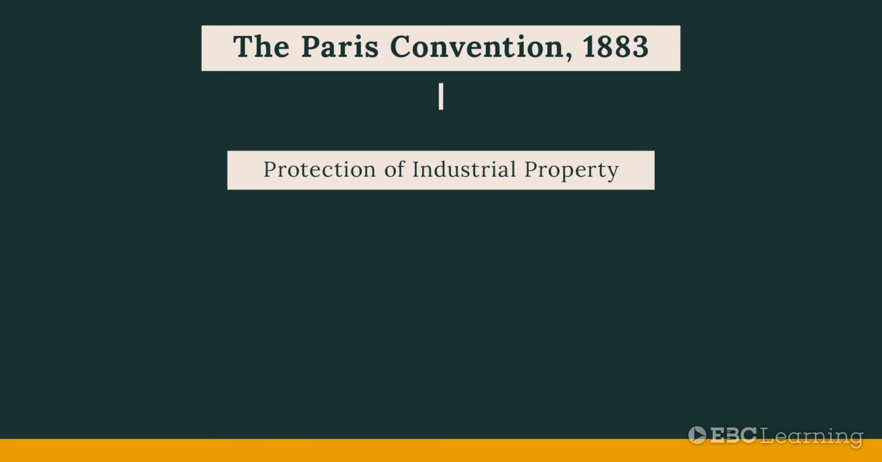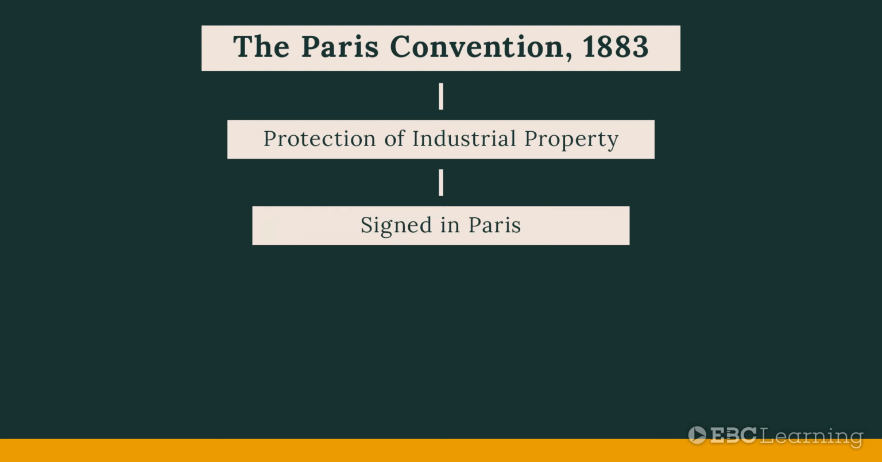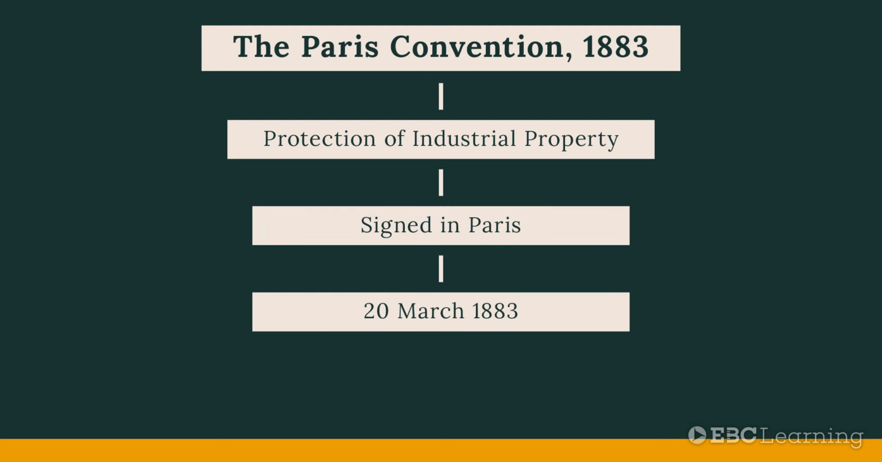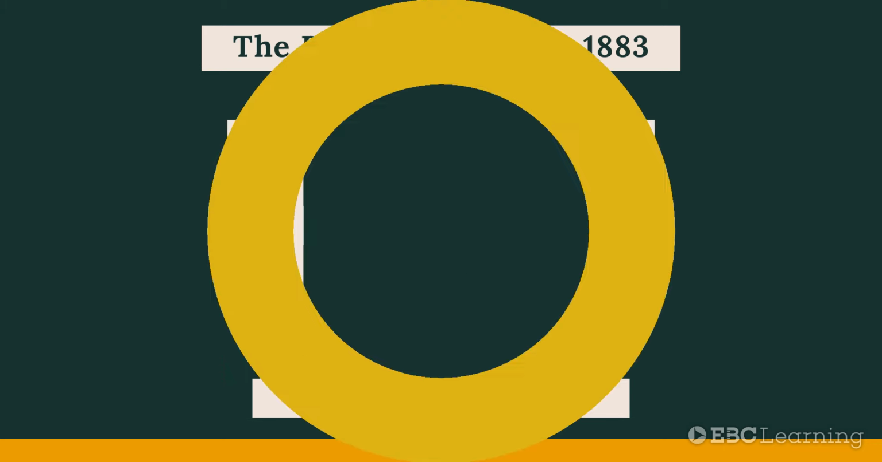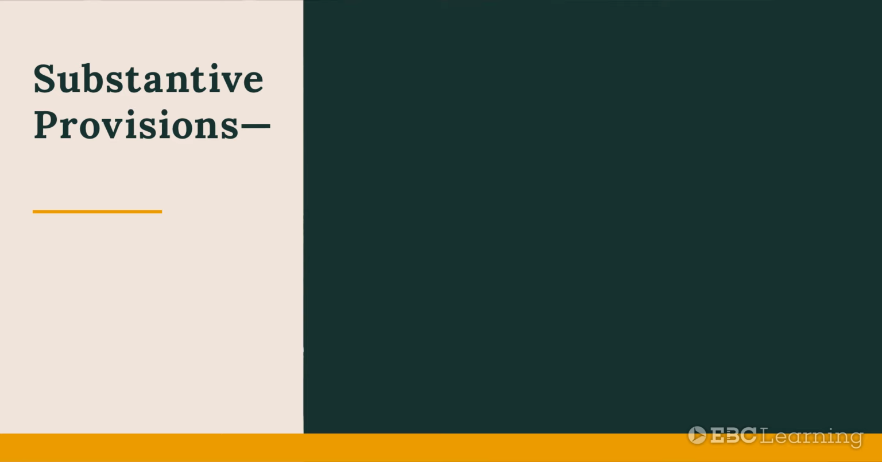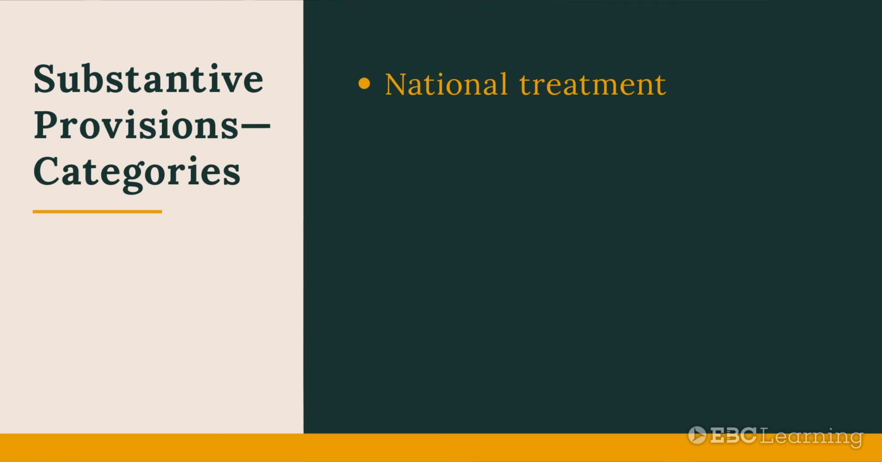Through this video, let's begin with the oldest international convention, which is the Paris Convention of 1883. The Paris Convention for the Protection of Industrial Property was signed in Paris on 20th March 1883, making it one of the first IP treaties. The substantive provisions of the convention fall into three main categories: national treatment, priority rights, and common rules. And the convention is enforced even today.